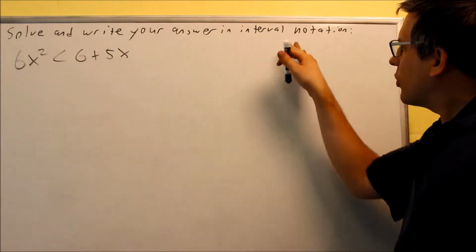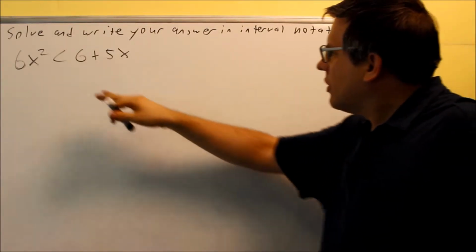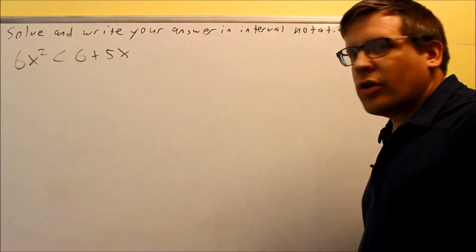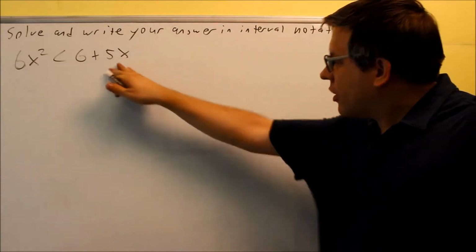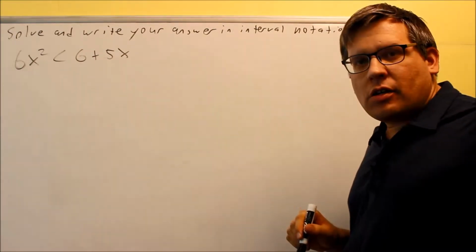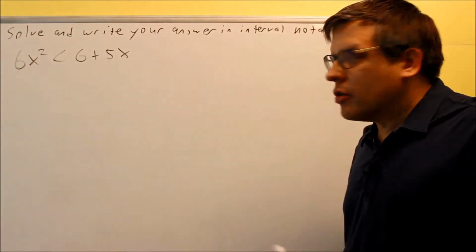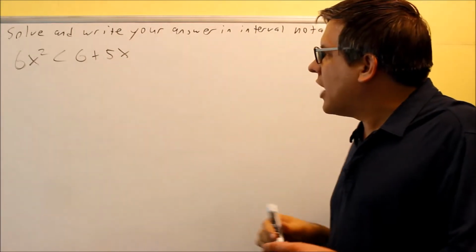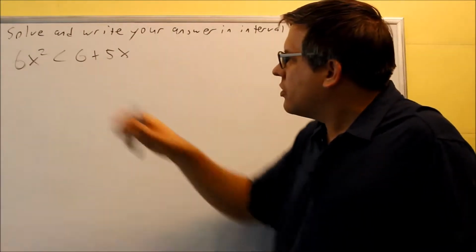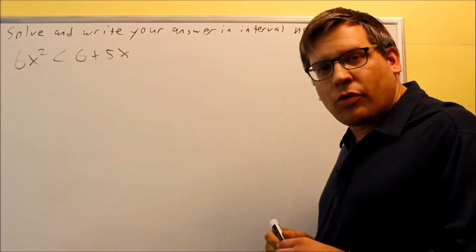Okay, this one we want to solve in interval notation. This problem is not written with a 0 anywhere on it. So before you begin, it's always best to set the whole thing equal to 0. So we're going to bring over the 6 and the 5x. I'm going to bring that across the inequality symbol and make them both negative.